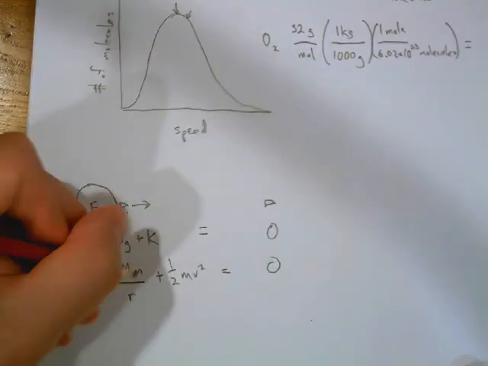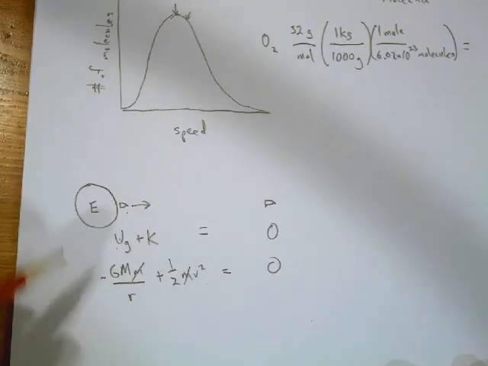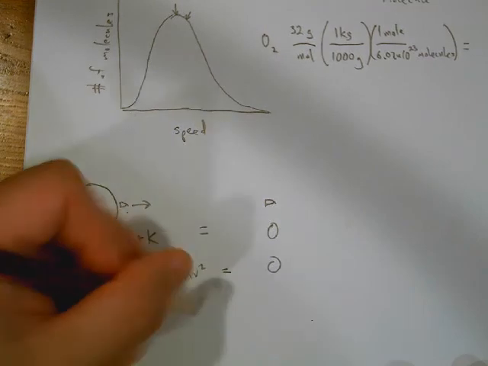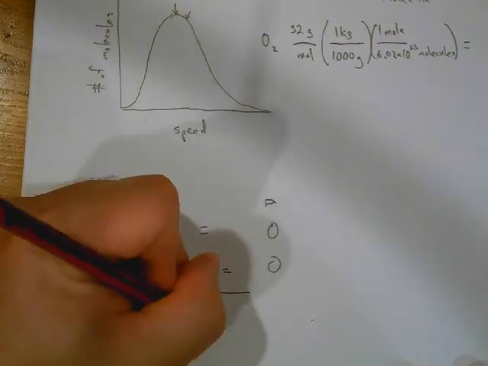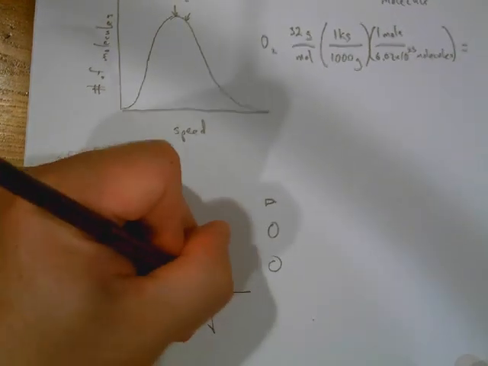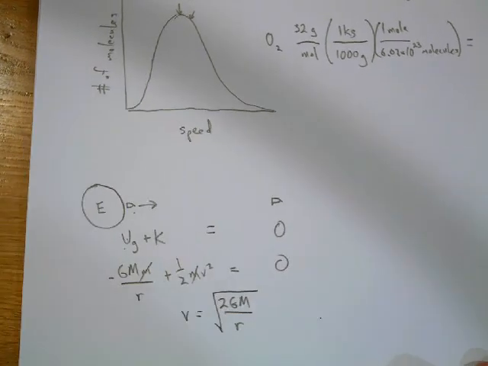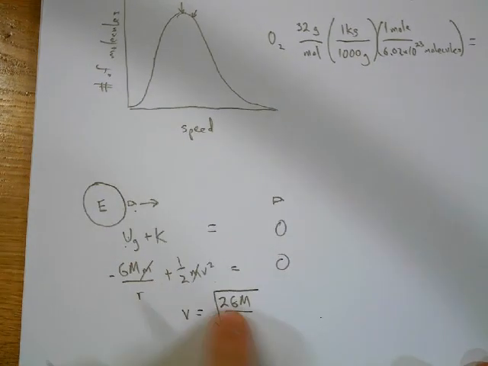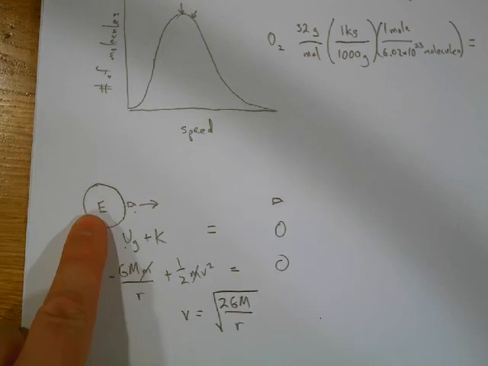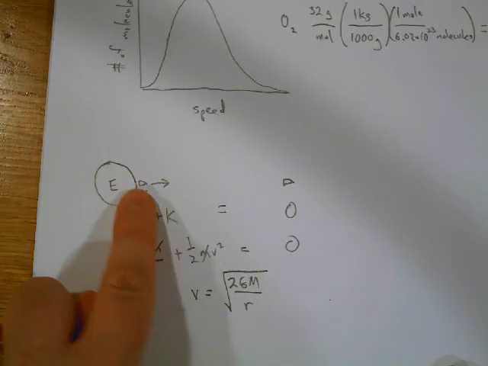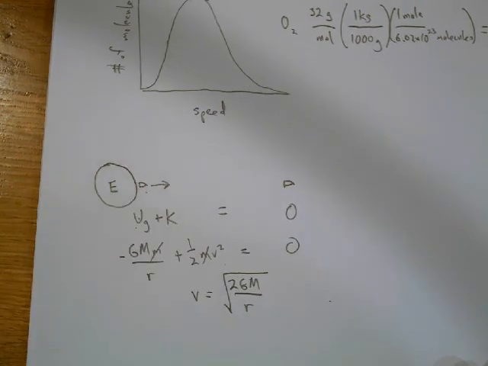Plus 1/2 mv squared equals 0. And our m's would go away. Then you could say v is going to be the square root of 2GM over r. G is the gravitational constant, M would be the mass, in this case of the Earth, and r would be how far away I'm starting from the Earth.